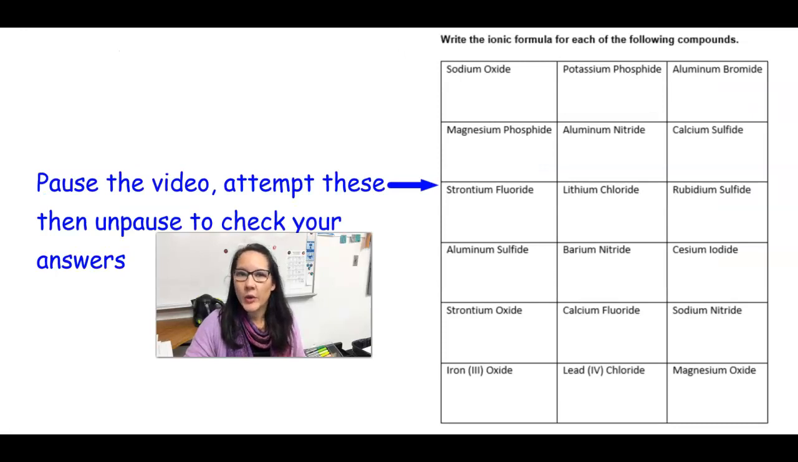Now pause the video and attempt these, and then unpause the video to check your answers.